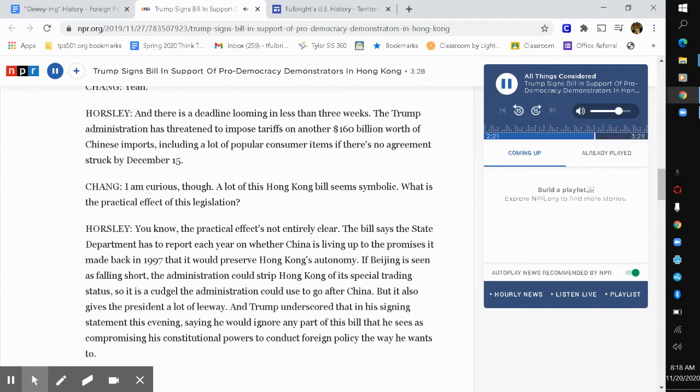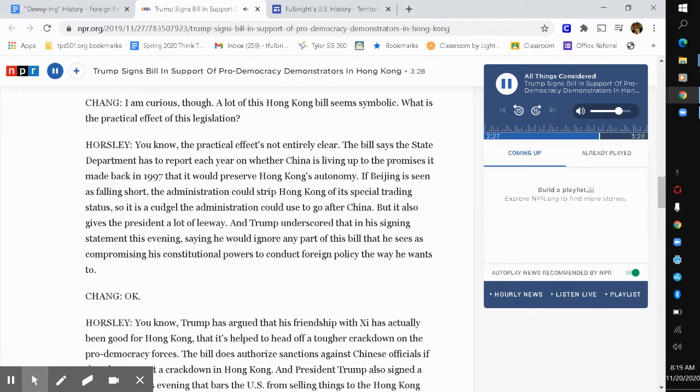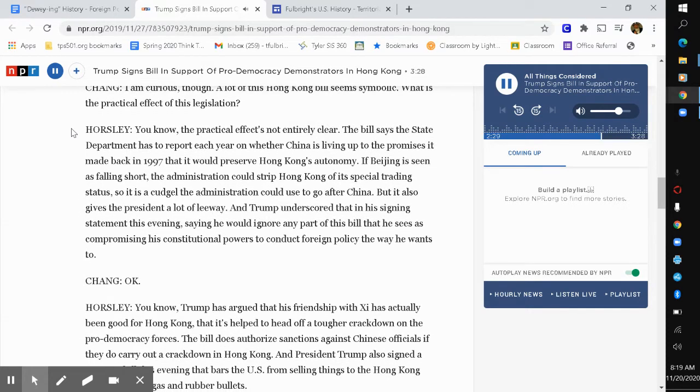I am curious, though, a lot of this Hong Kong bill seems symbolic. What is the practical effect of this legislation? The practical effect's not entirely clear. The bill says the State Department has to report each year on whether China is living up to the promises it made back in 1997 that it would preserve Hong Kong's autonomy. If Beijing is seen as falling short, the administration could strip Hong Kong of its special trading status. So it is a cudgel the administration could use to go after China.